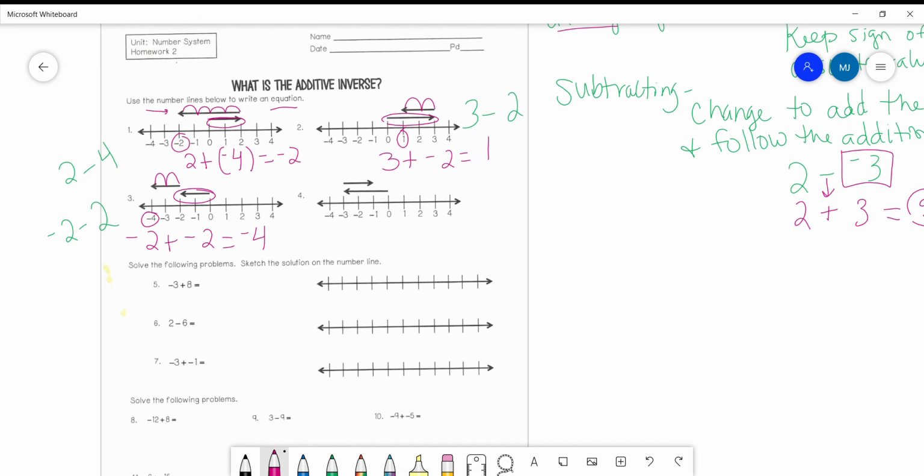Number 4. So again, our first number is this one, which would be negative 3, and we're going to go to the right 2 units, and we end up at negative 1. If we want to write this as a subtraction problem, that would be negative 3 minus a negative 2. And there we go.